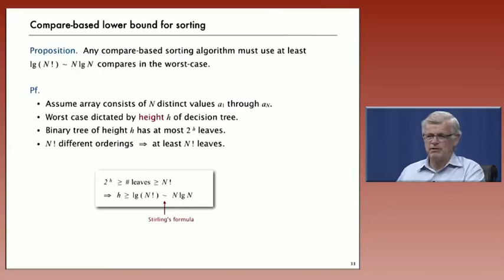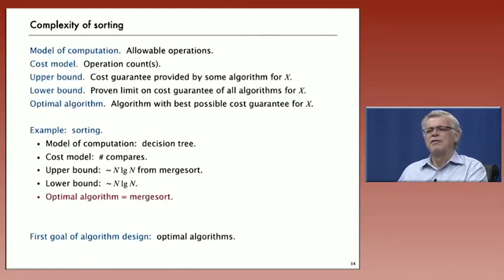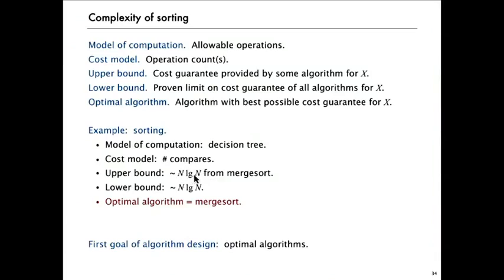Those observations give us the lower bound. 2 to the h has to be greater than or equal to the number of leaves, and the number of leaves has to be greater than or equal to n factorial, so that implies the height of the tree has to be greater than or equal to log base 2 of n factorial, which is proportional to n log n by Stirling's formula. That's a lower bound on the complexity of sorting. So we knew that the upper bound was proportional to n log n, and we just proved that the lower bound is proportional to n log n, and that means that merge sort is an optimal algorithm.